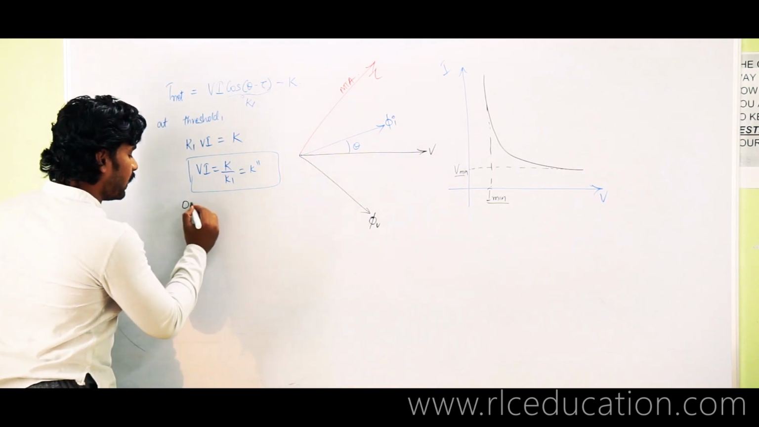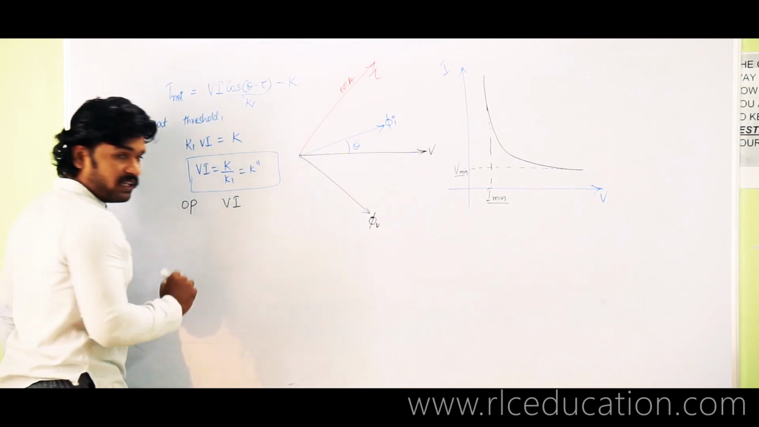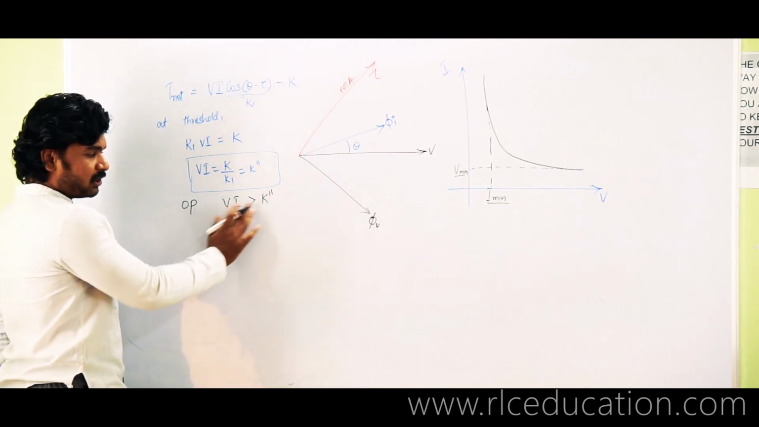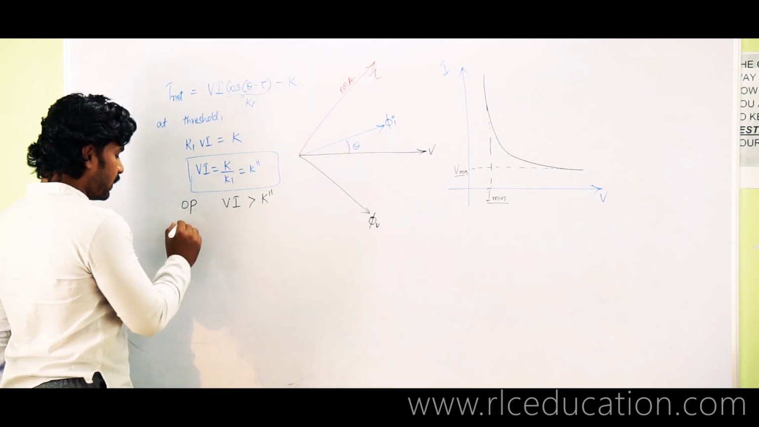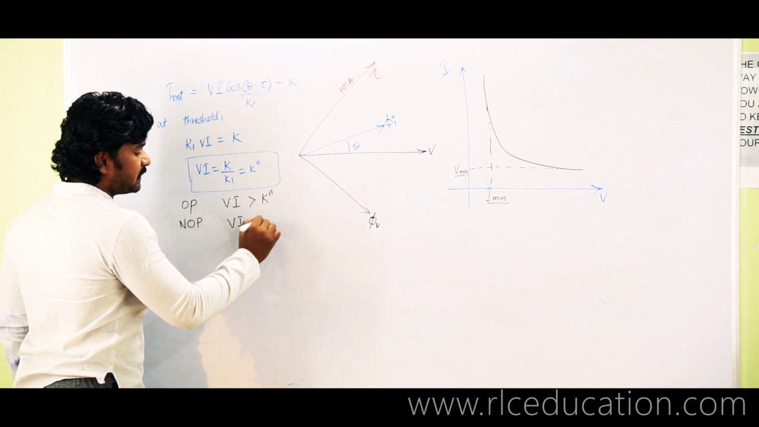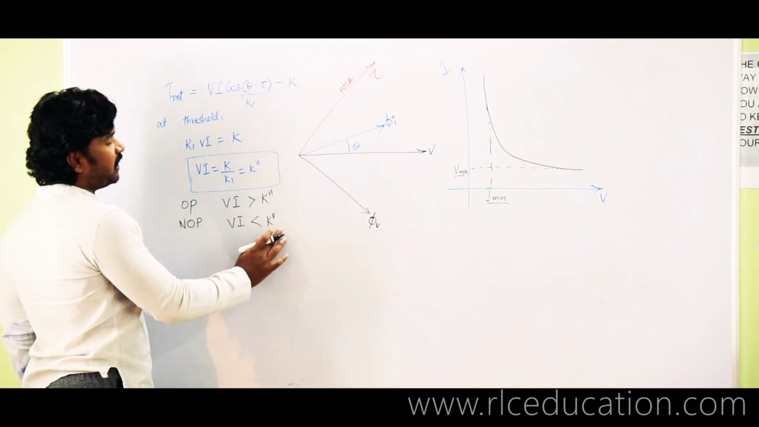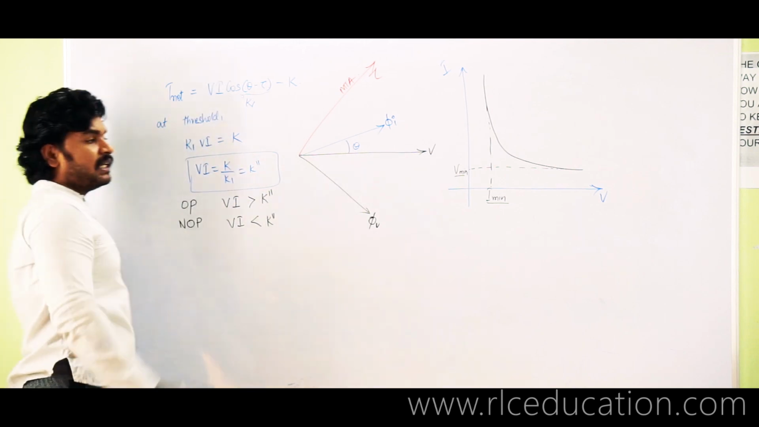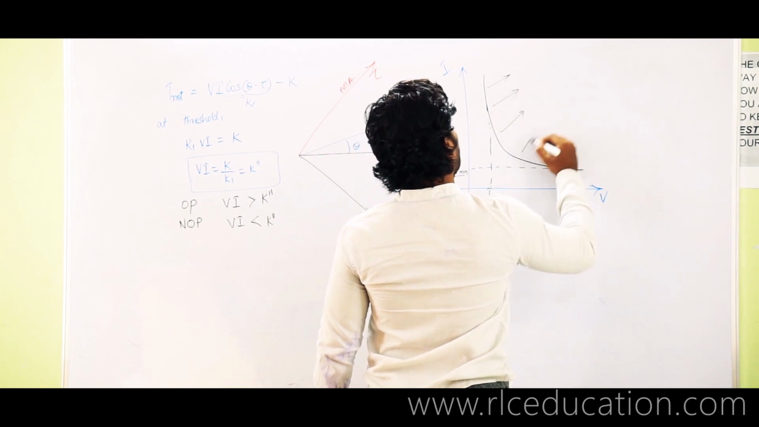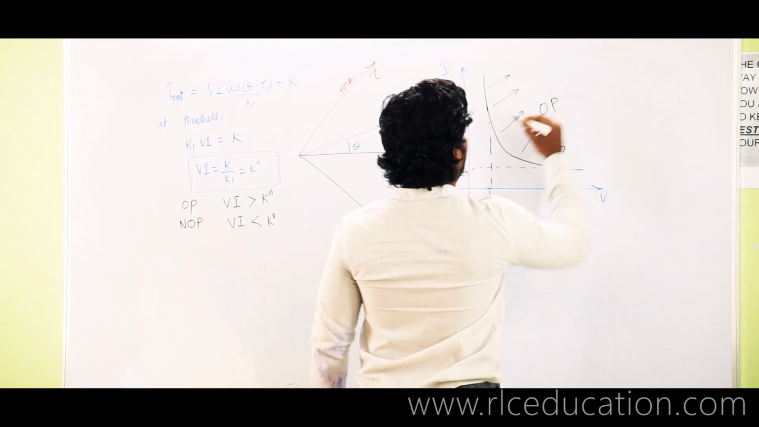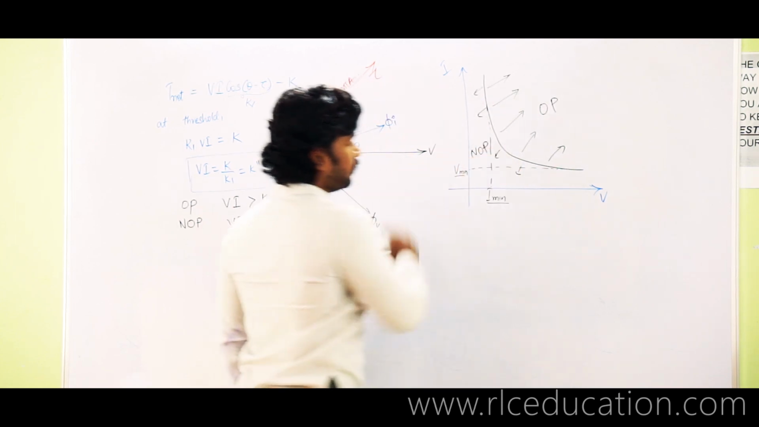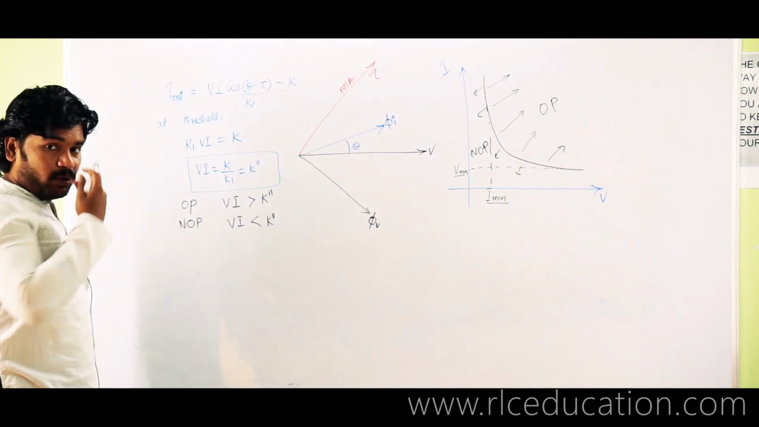Now the relay will operate only if the VI product is greater than K double dash, isn't it? Because the measured VI product should be greater than K double dash, then only will operation occur. And there will be no operation if the VI product is less than K double dash, and if the VI product is equal to K double dash, that is at the verge of operation, that is the threshold condition. So in this characteristic, the region beyond this curve is called the operating zone. This is the operating zone, and the region behind this curve is the no operation zone. Understood?